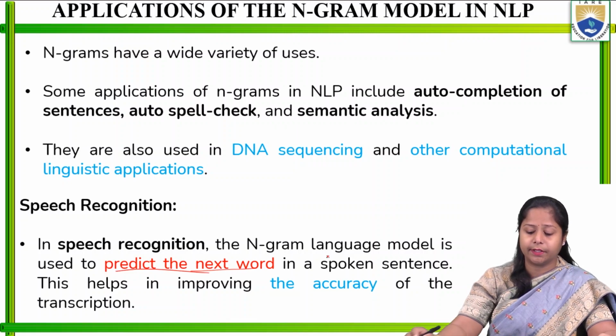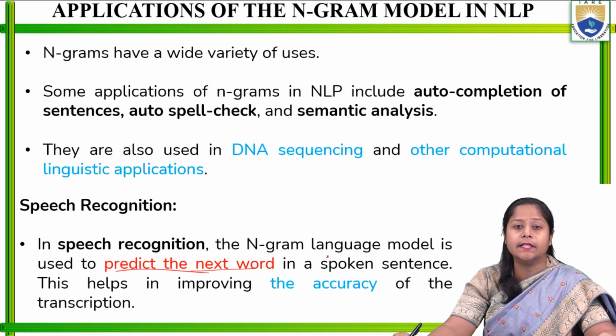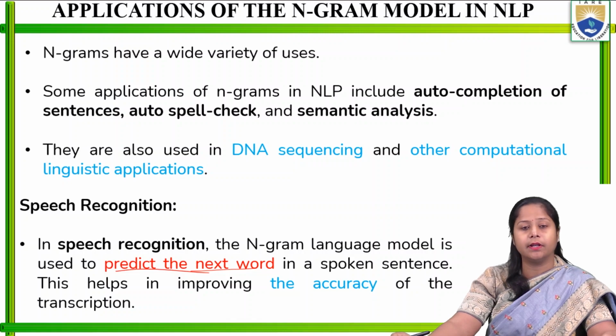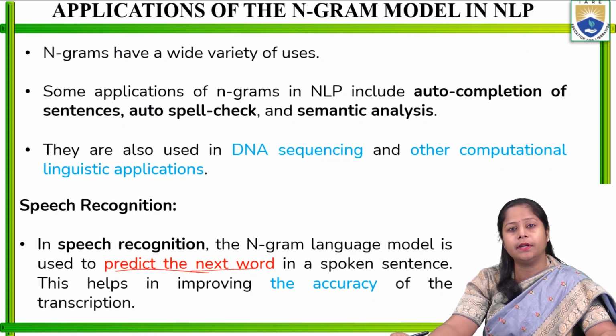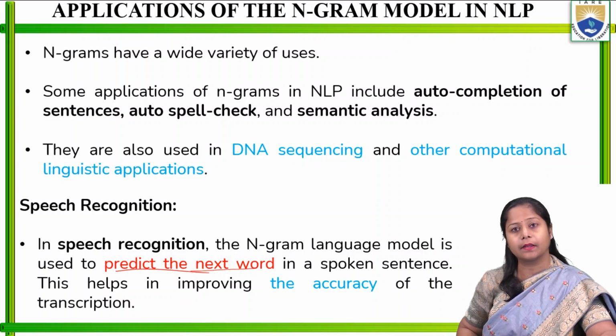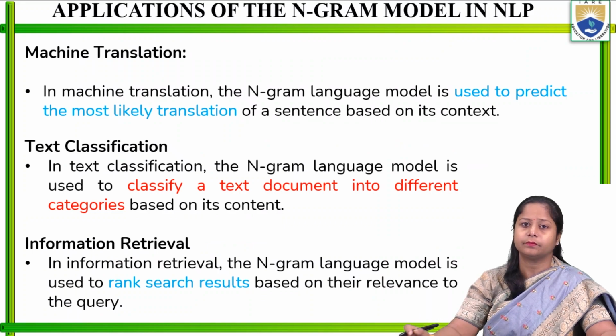It is going to predict the next word in a spoken sentence, and that is going to give the most possible next upcoming sentence by using this n-gram language model. This is going to help us also to improve the accuracy of the transcription of a particular sentence or paragraph, right? So that is the use of speech recognition having the n-gram model.